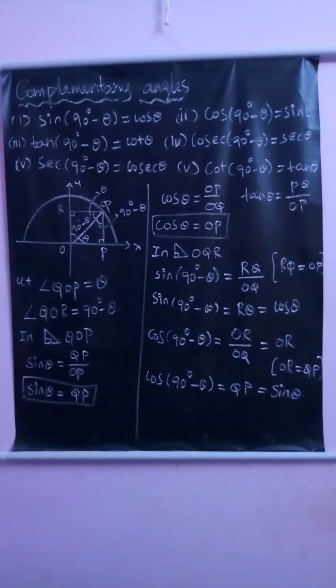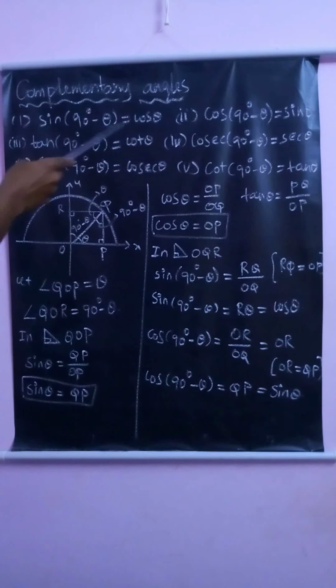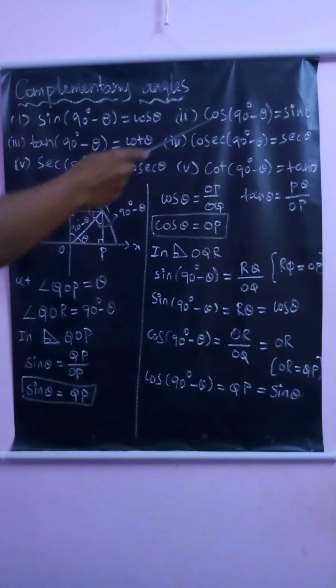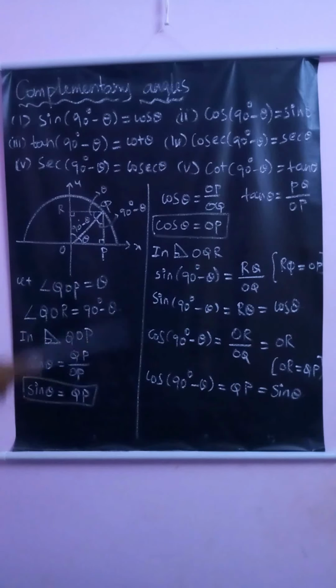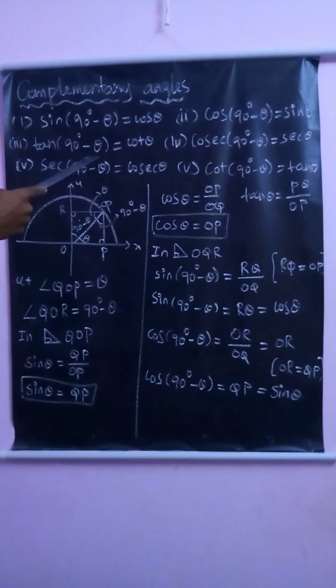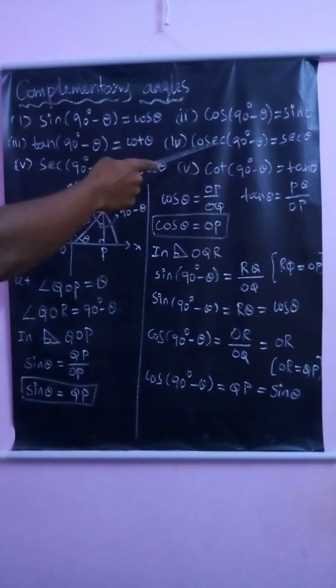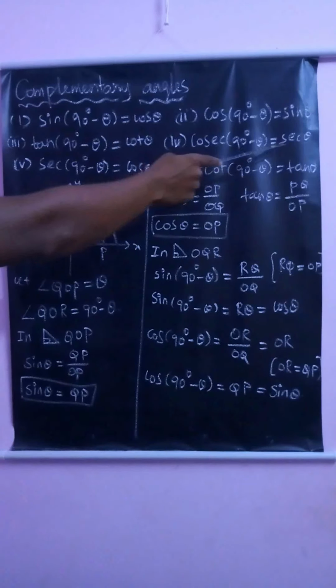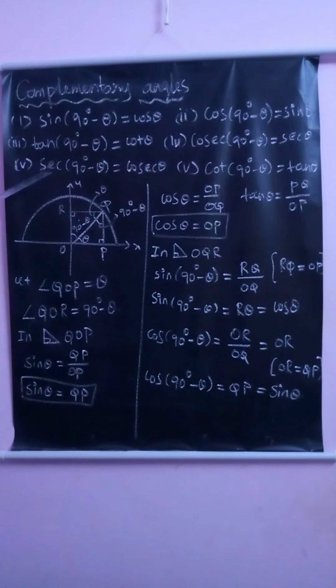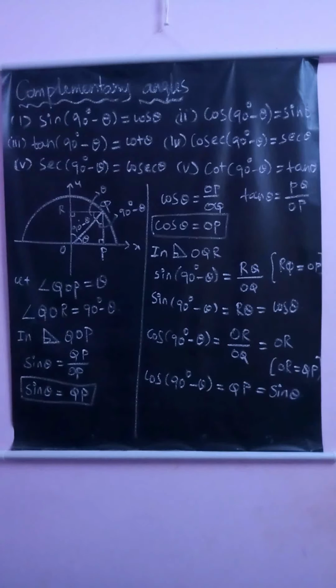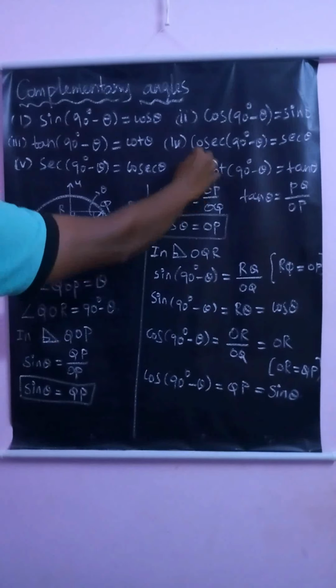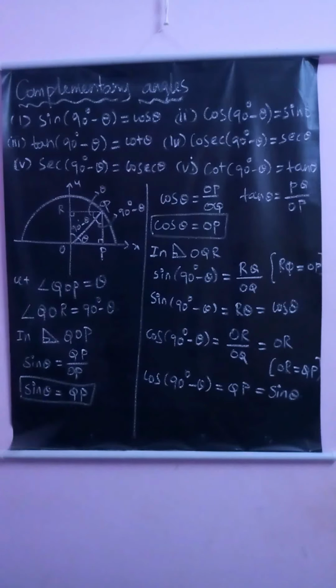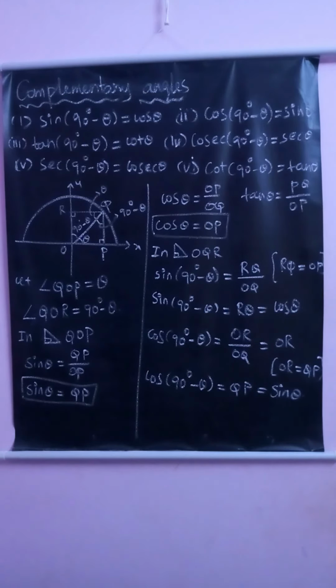Next, we see complementary angles. First one, sin of 90 degree minus theta equals cos theta. Second, cos of 90 degree minus theta equals sin theta. Third one, tan of 90 degree minus theta equals cot theta. Fourth one, cosecant of 90 degree minus theta equals secant theta. Fifth one, secant of 90 degree minus theta equals cosecant theta. And sixth one, cot of 90 degree minus theta equals tan theta. So now we can prove these complementary relations.